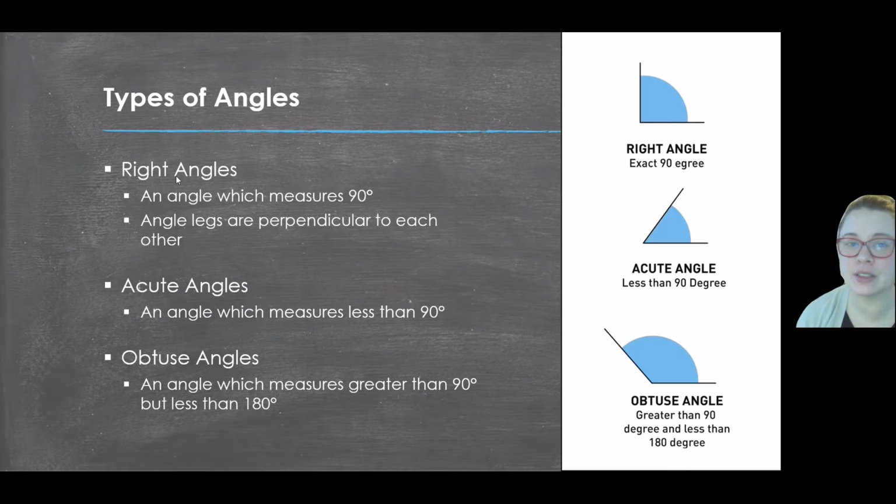Acute angles are angles that measure less than 90 degrees. Okay, so anything under 90 is going to be acute. And obtuse angles are angles which measure greater than 90 degrees but less than 180.